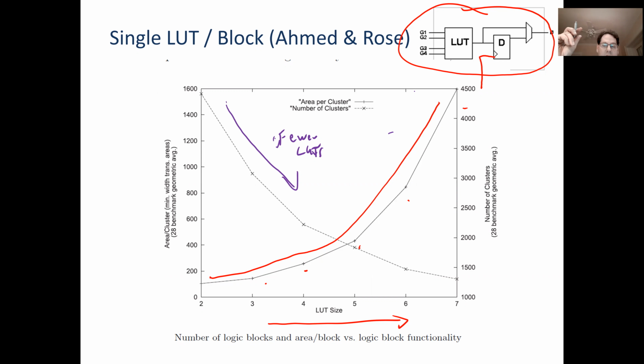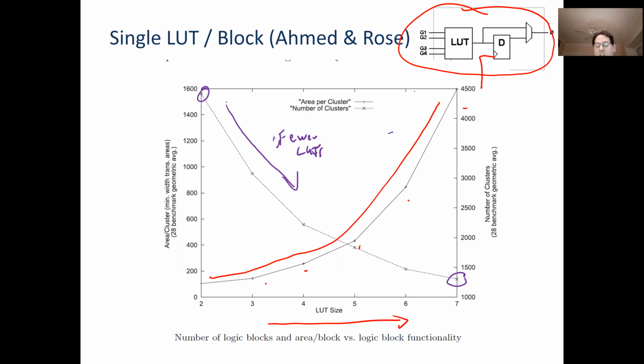And so, does that make sense? So basically, when they go from a 2-input LUT, they need, on average across these designs, over 4,000 lookup tables to implement each design. And when they go to a really big LUT, 7 inputs, that drops to more like 1,300.